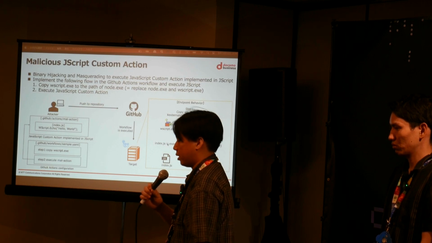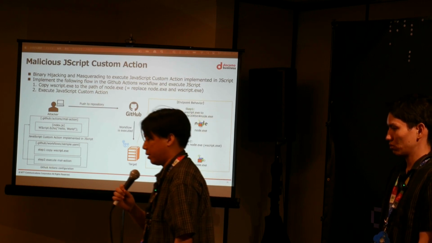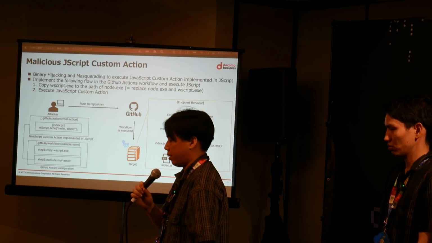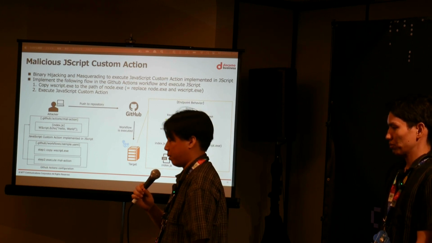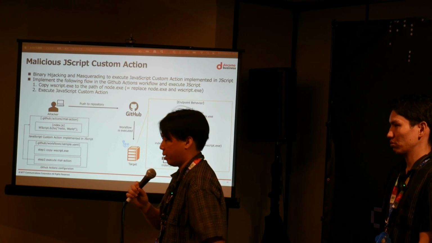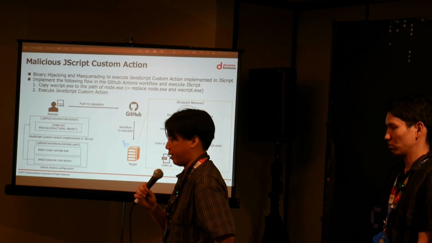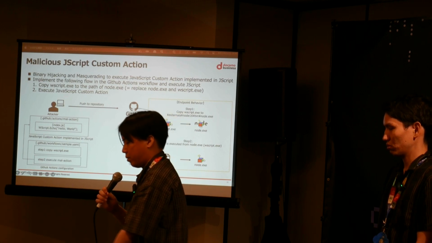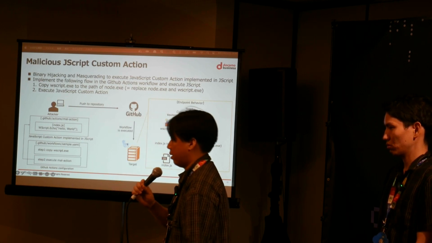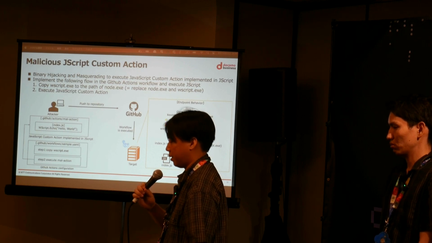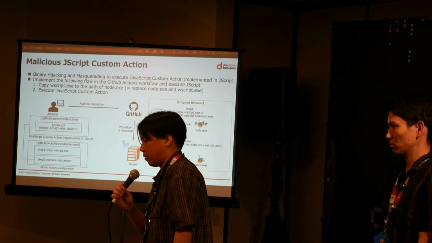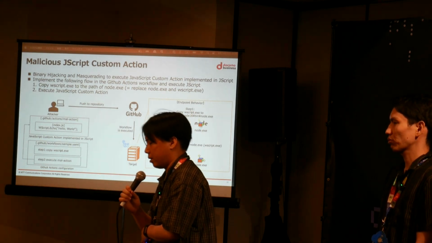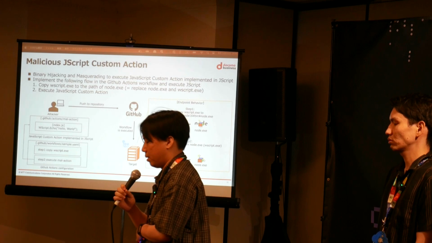First, we introduce the JavaScript version. We call this technique malicious JavaScript custom action. This is a technique for executing JScript from a JavaScript custom action via binary hijacking and masquerading. Here is an overview of this technique. The attacker prepares a workflow and custom action like this. The workflow has two steps. First step, replace the binary, and second step, execute the custom action.